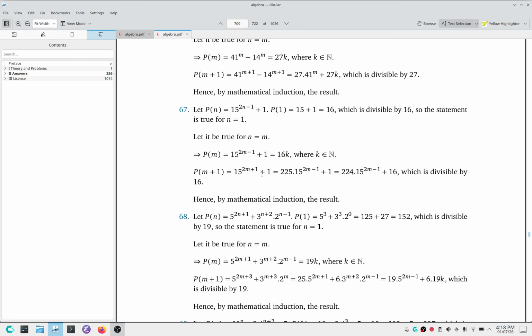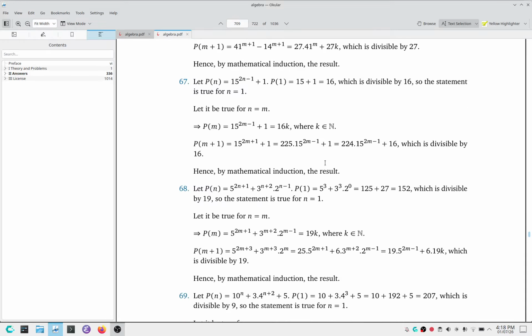raised to the power 2m plus 1, plus 1, which is equal to 225 times 15 raised to the power 2m minus 1 plus 1, which is equal to 224 times 15 raised to the power 2m minus 1 plus 16k. There should be a k, it is missing, and it is divisible by 16, hence by induction we have resolved.